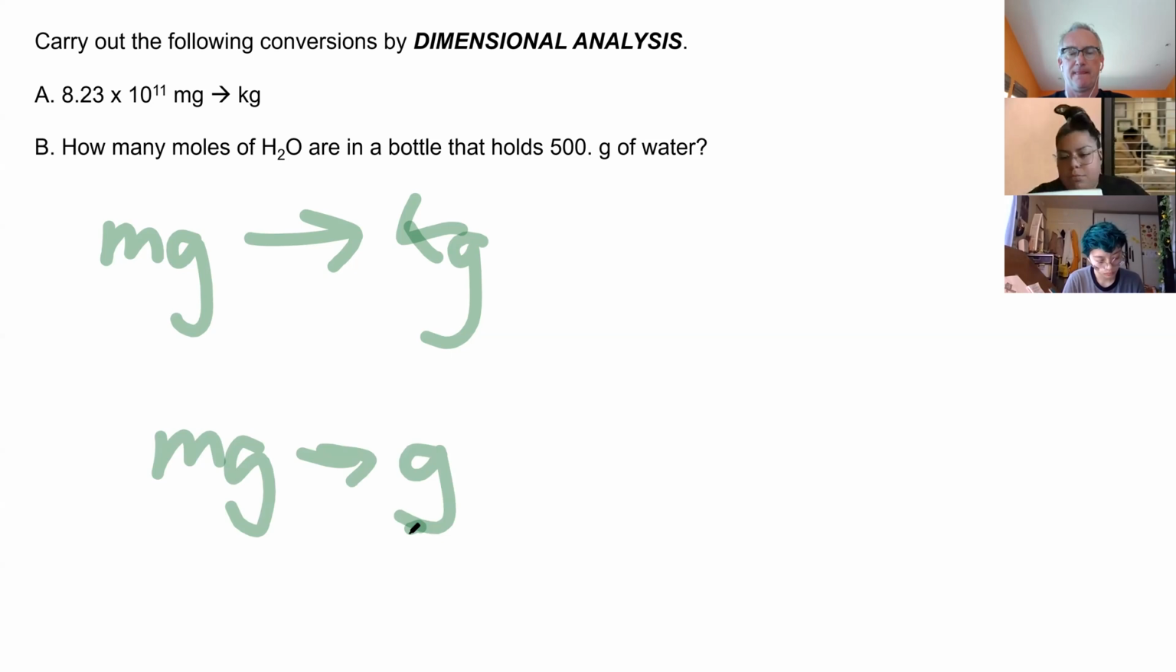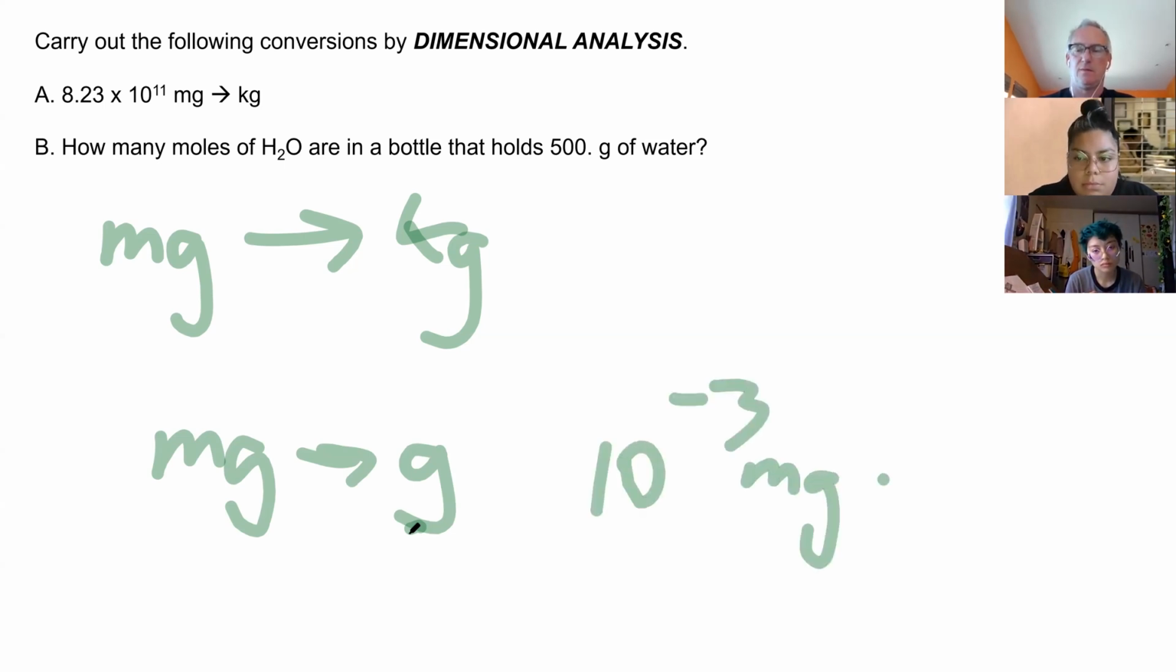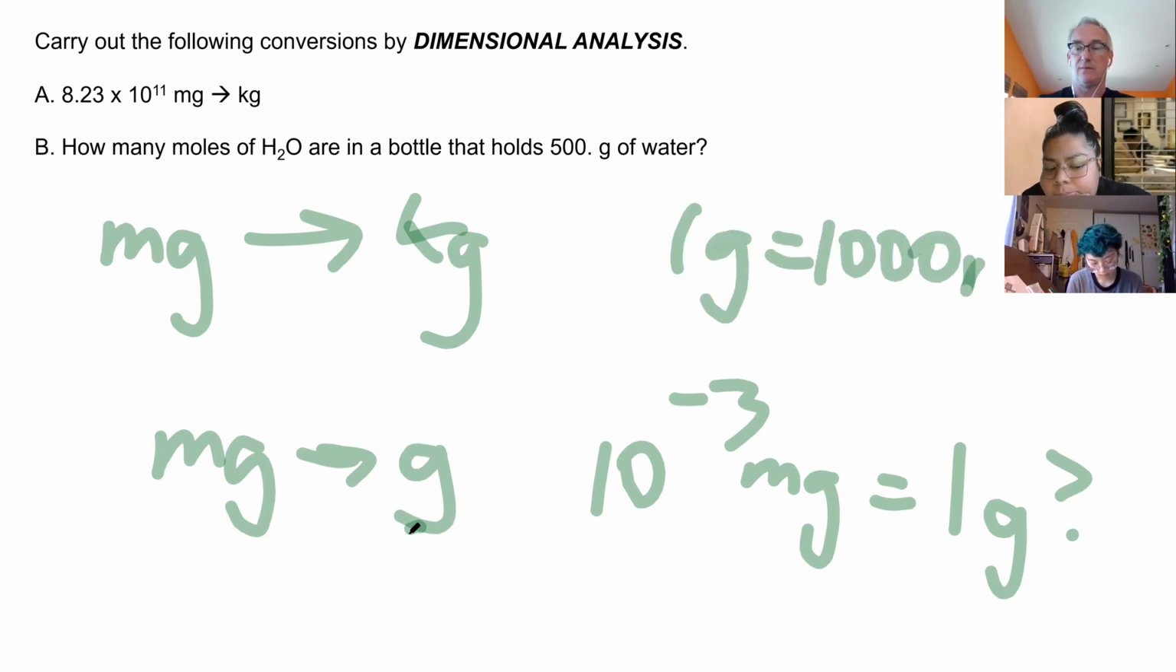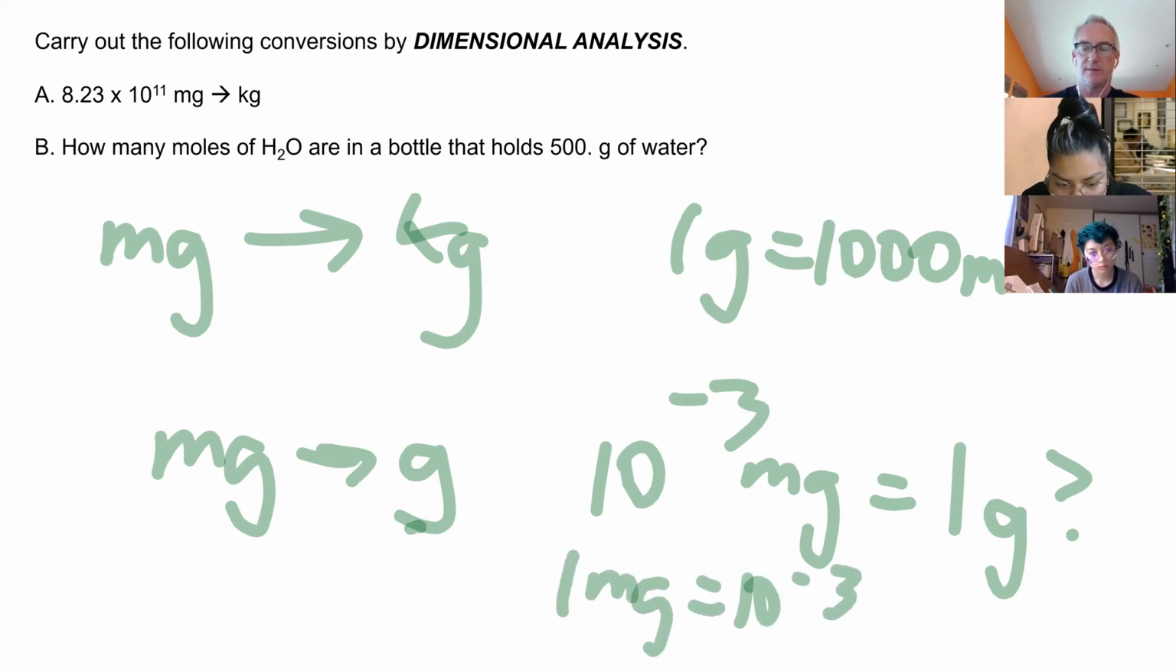Negative third. 10 to the negative third. So there's 10 to the minus 3 milligrams in a gram? Sorry, 10 to the third milligrams. Right. To a gram. Milligrams are smaller. So 1 gram is equal to 1,000 milligrams. Or the other way of looking at it, 1 milligram is equal to 10 to the minus 3 grams. Either way is correct.